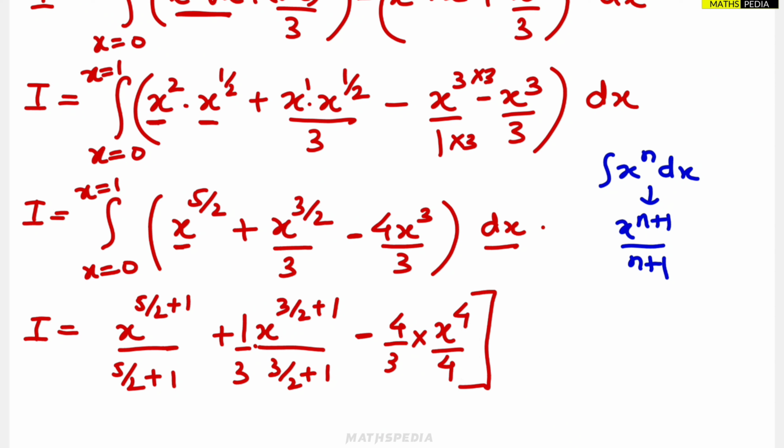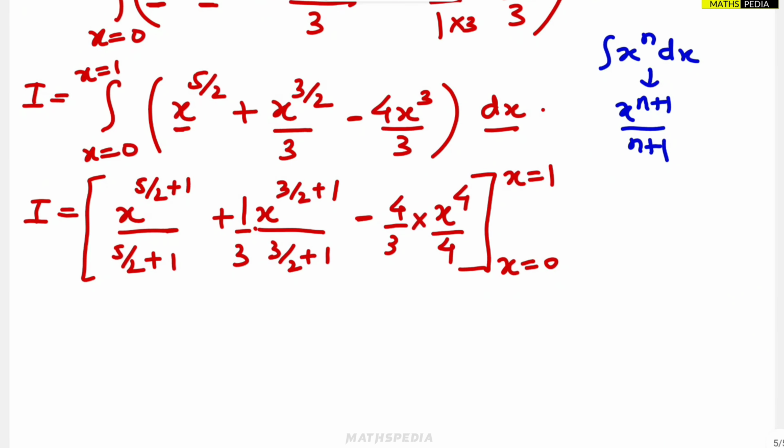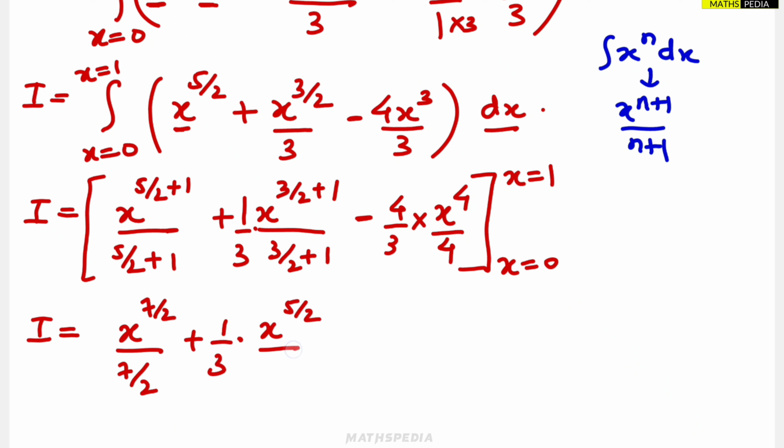Then the limits will come. The limits here it is x equal to 0 to x equal to 1. Now we have to do first a simplification, then we will substitute the values. Okay, so it becomes x power 5 by 2 plus 1 is what? 7 by 2. 7 by 2 by 7 by 2 plus 1 by 3 into this becomes x power 5 by 2 by 5 by 2. Then here it will become 4 and 4 cancel, x power 4 by 3.